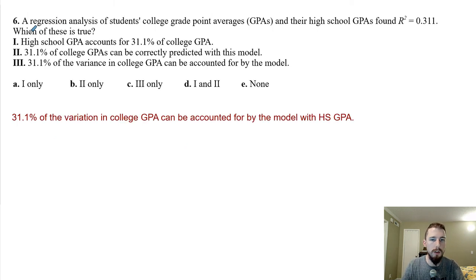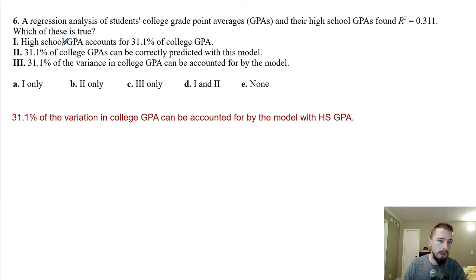Regression analysis of a student's college GPA and their high school GPA found a coefficient of determination of 0.311, meaning 31.1% of the variation in the college GPAs can be accounted for by the model with the high school GPA. So we can remove 31% of the variation in the college GPAs, but there's still 68.9% of the variation left unaccounted for, based on something else that's going on. All right, so high school GPA accounts for 31% of the college GPA. That's not a good way of putting it.